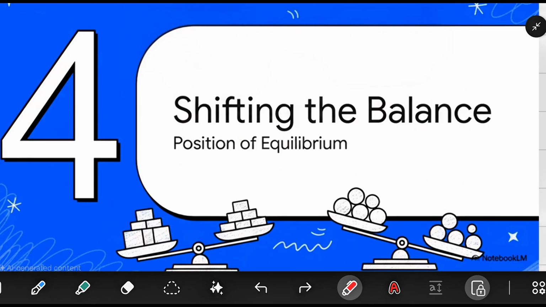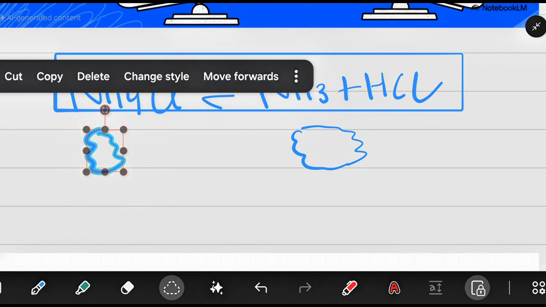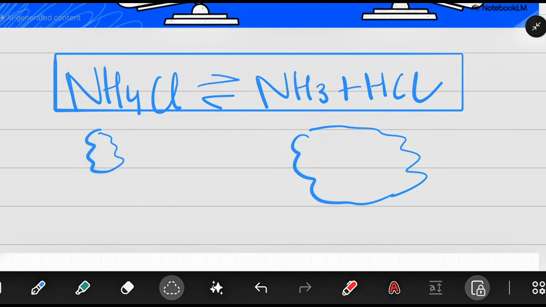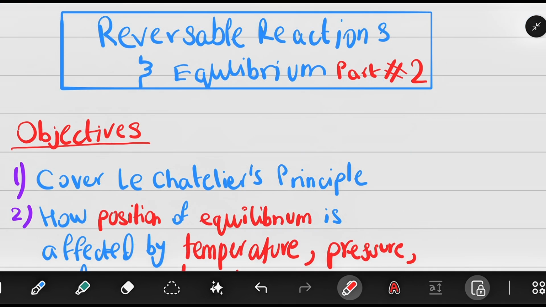A quick example of this which I gave you all was the production of ammonia plus hydrochloric acid from ammonium chloride, in which I told you all that if there is more ammonium chloride present in the reaction mixture, the equilibrium position will be towards the left because more ammonium chloride particles are present over here. And if there is more ammonia plus hydrochloric acid in the reaction mixture and less ammonium chloride, the equilibrium position will be lying to the right. Hence, we concluded that equilibrium refers to how many reactant particles there are compared to how many product particles there are at equilibrium. So starting up with today's class, it is Le Chatelier's principle.